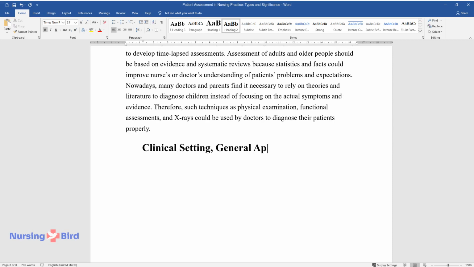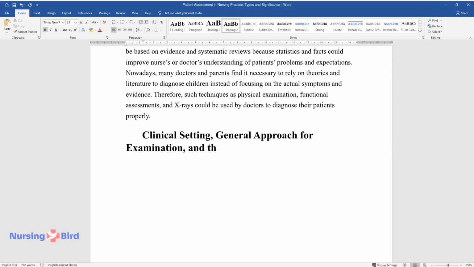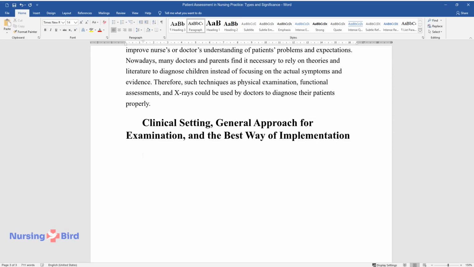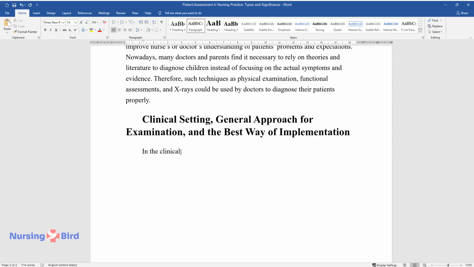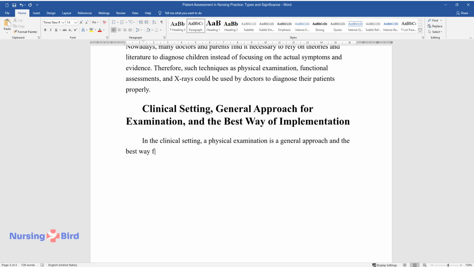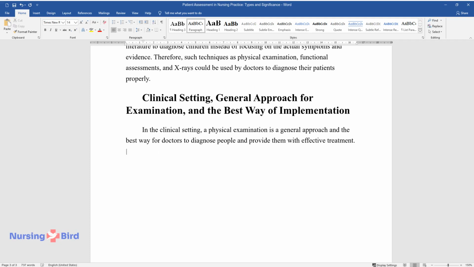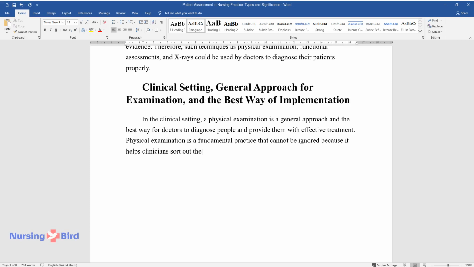Clinical setting, general approach for examination, and the best way of implementation. In the clinical setting, a physical examination is a general approach and the best way for doctors to diagnose people and provide them with effective treatment. Physical examination is a fundamental practice that cannot be ignored because it helps clinicians sort out the disease's causes and decrease the level of pain.